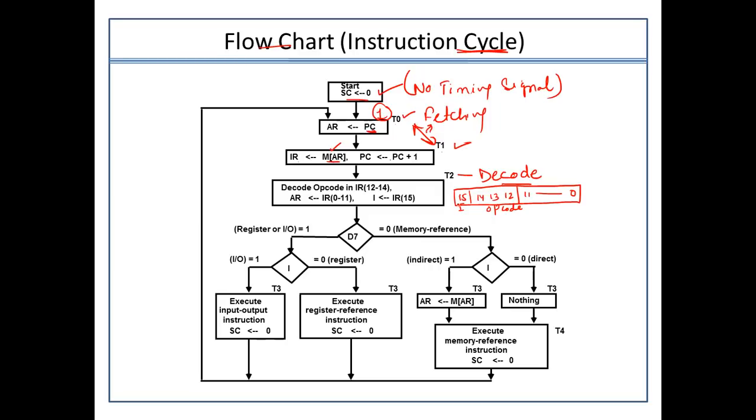Means I need to decode the meaning. If it is 0, it is 1 I bit. If the opcode bit is 0000001, something like that, accordingly D0 to D7 registers will get active, right? So this decode will take place here. After doing that, now what is going to happen? See, this point is very important.